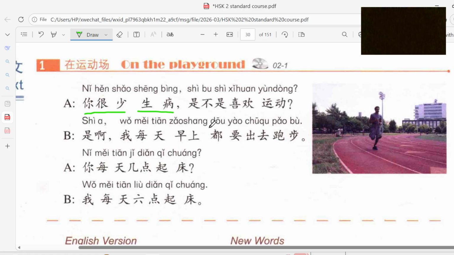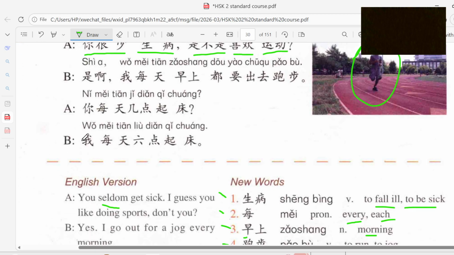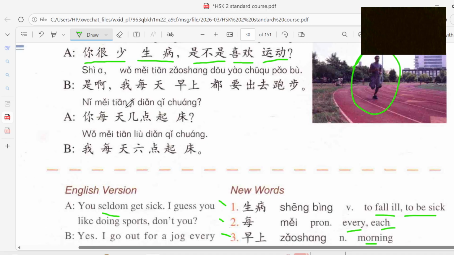It says 是不是喜欢运动. Could it be because you like 运动, exercising? Look at the guy right here. He likes running. I guess you like doing sports, don't you?